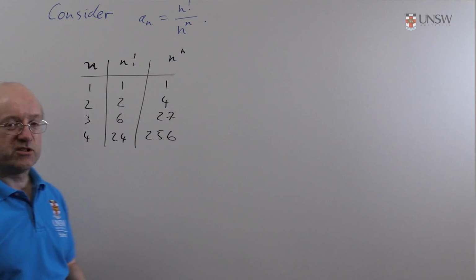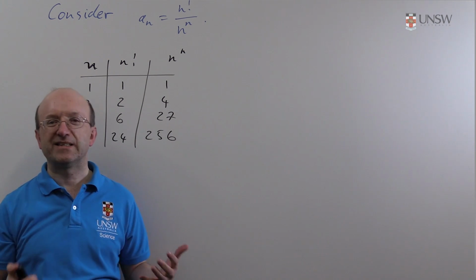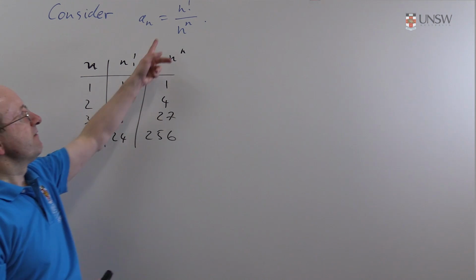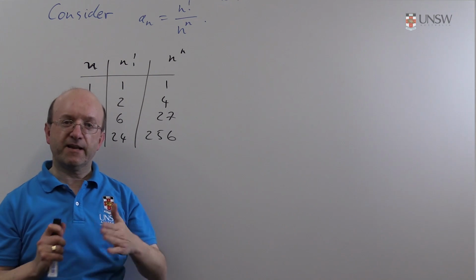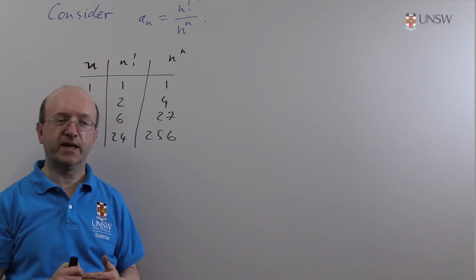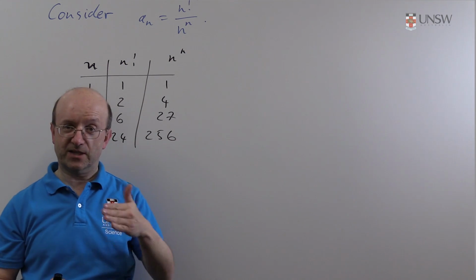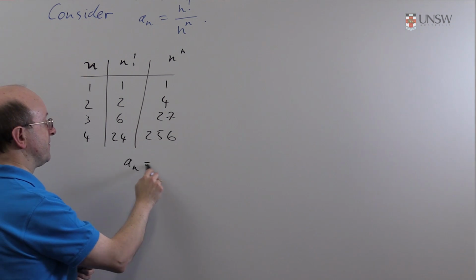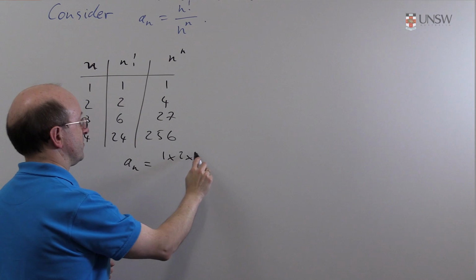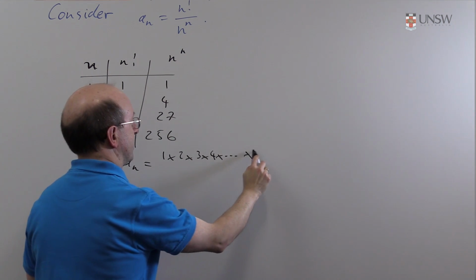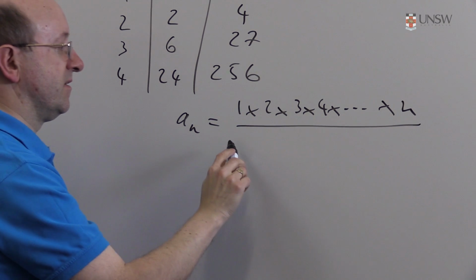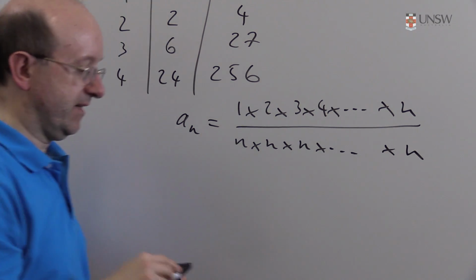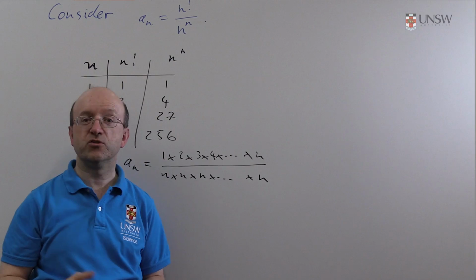Well, this is one of those occasions where you have to have a bit of a clever idea to see what's going on. But it's not too hard to see what's happening. Look at n factorial over n to the n. n factorial is 1 by 2 by 3 by 4 up to n, and n to the n is n times n times n times n. So we can write a_n as 1 by 2 by 3 by 4 up to n, all over n times n times n up to n. And there are n terms in numerator and denominator here.